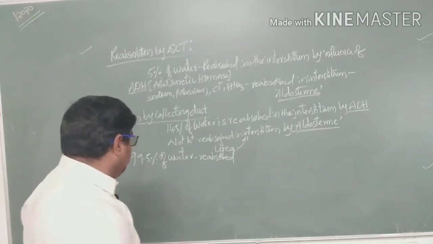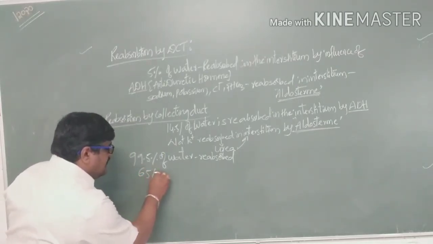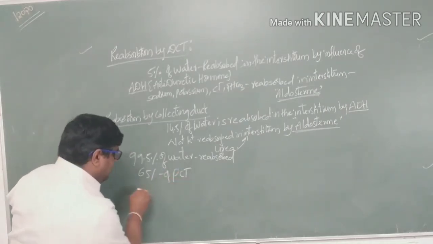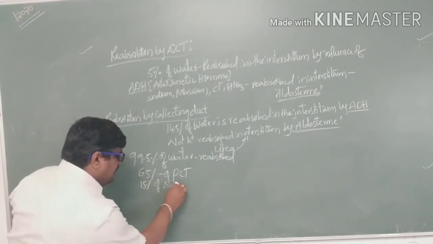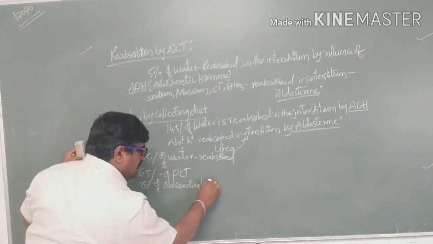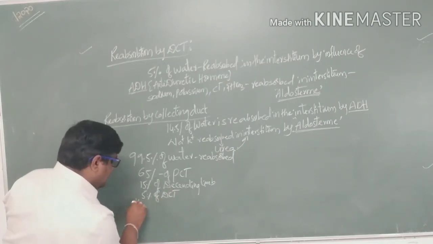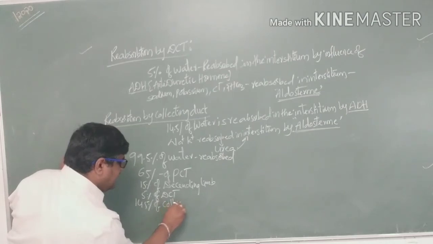How does it take place? As you already know, 65% in the PCT, and 15% in the descending limb, and 5% in the DCT, and 14.5% in the collecting duct.